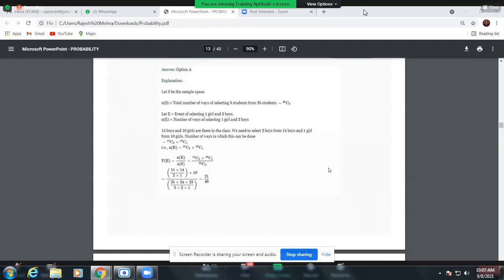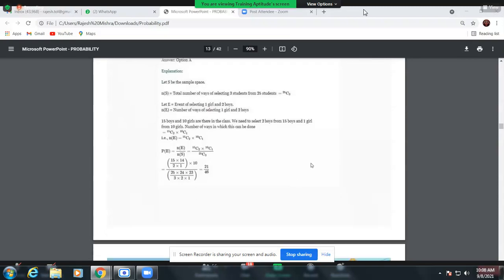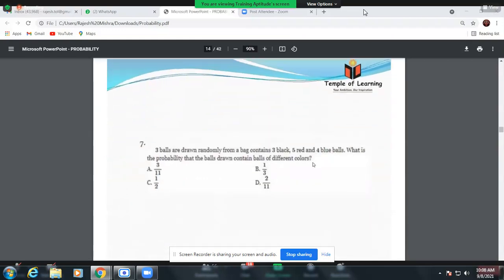That is why we always do permutation and combination first before proceeding to probability. Students, 10C1 is 10, and you get your answer as 21 upon 46. Are you all getting 21 upon 46? Yes, sir. Great. If you are able to solve these kinds of questions, I think broadly you have developed a decent understanding of the subject. Okay, next question.